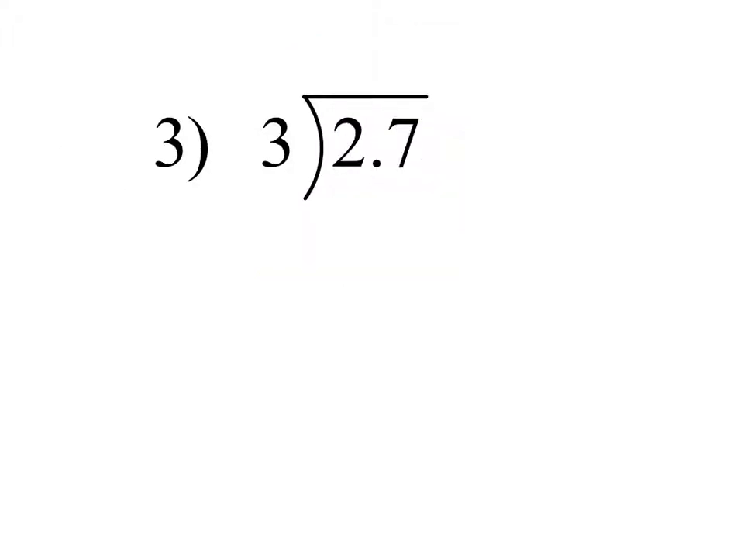So 3 is the same idea. 3 won't go into 2, but if I treat that as 27, it can go into there. But again, I need that decimal in my answer in the same place as the decimal from the dividend. So 3 will go into 27 9 times. 9 times 3 is 27. I subtract, I got 0 remaining.